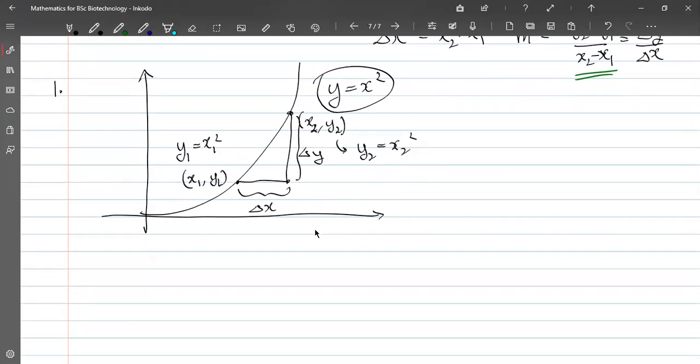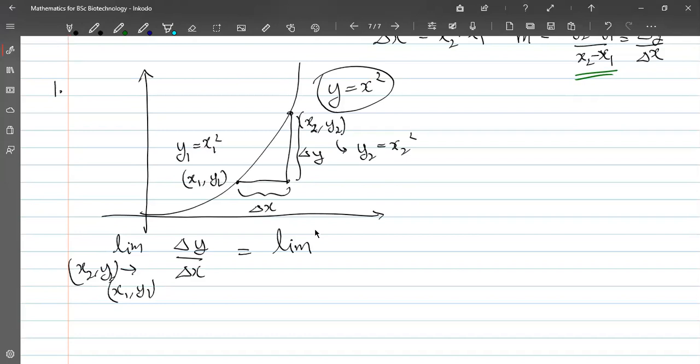So what we want to find is delta y divided by delta x, but not in general. We want to find it as the second point x2, y2 approaches the first point x1, y1. We want this limit. I hope the geometry here is clear.